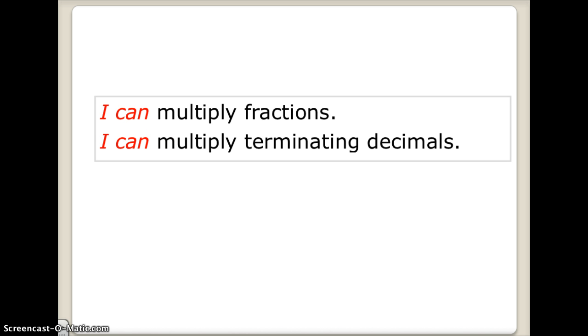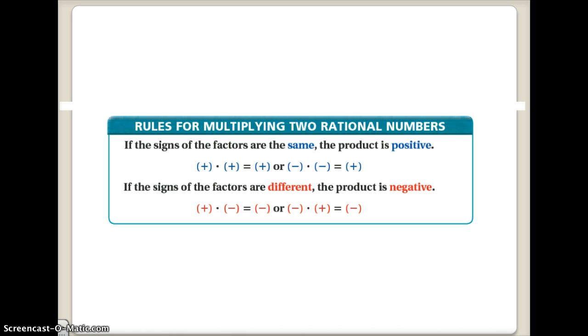Let's talk about multiplying. The rules are the same for integers and rational numbers. A positive times a positive is a positive, a negative times a negative is a positive, and if the signs are different, the product is negative.